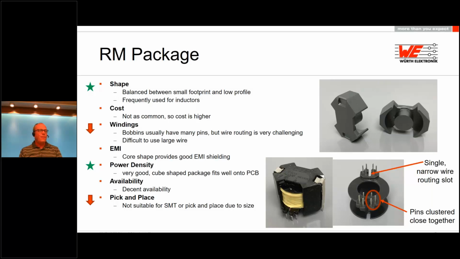All right, so the last one is the RM. This is an interesting one. The RM is really kind of an old favorite. It's a good choice where high power density is needed.